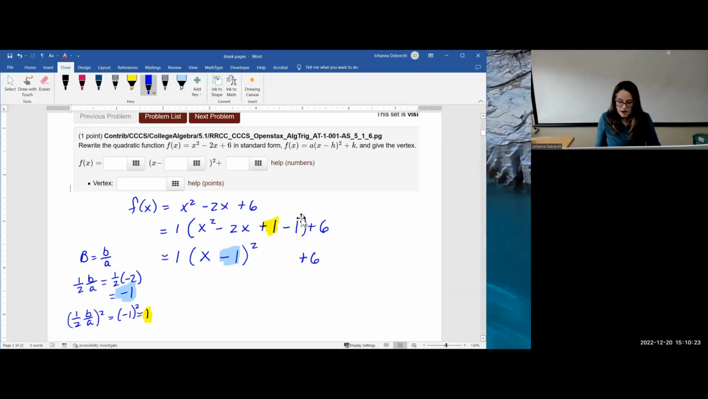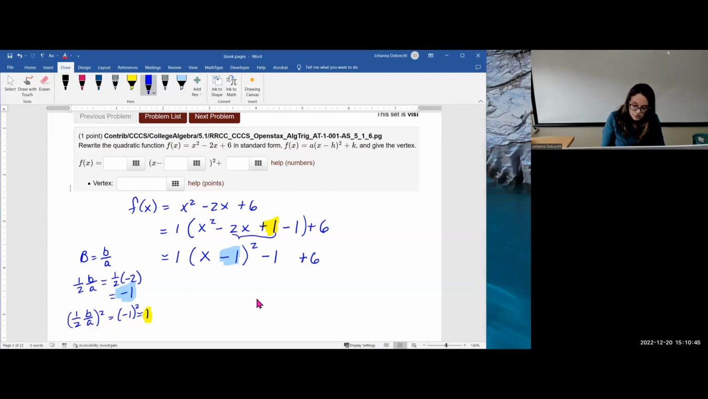So how do I compensate for this -1 that I've now put in right here? Well, I'm going to take the a and distribute it over this -1, my compensation term, and put that out here. So I have 1 times -1, which is in fact -1.